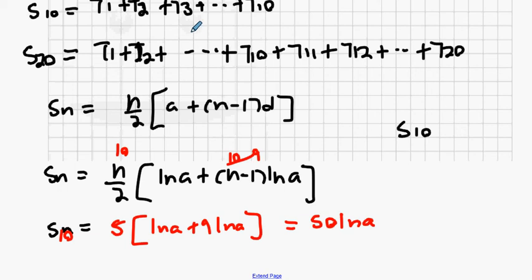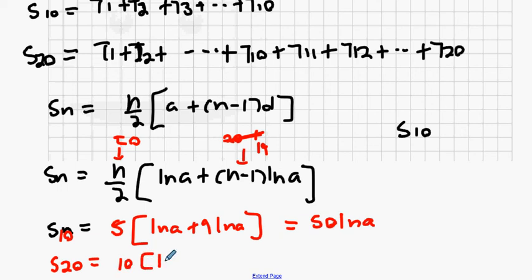Here we go in reverse. Figure out what S20 is going to be. It's 20 over 2, so we're going to have 10, then 20 minus 1, which is 19. So we're going to have 10 ln a plus 19 ln a, which is 290 ln a.